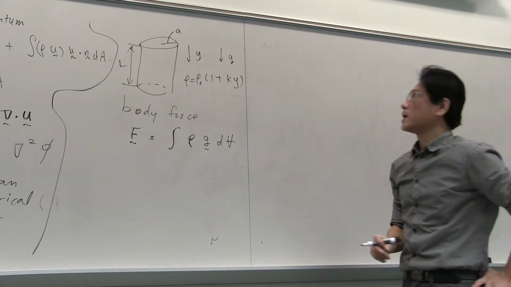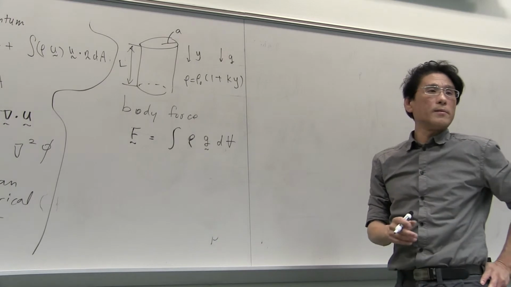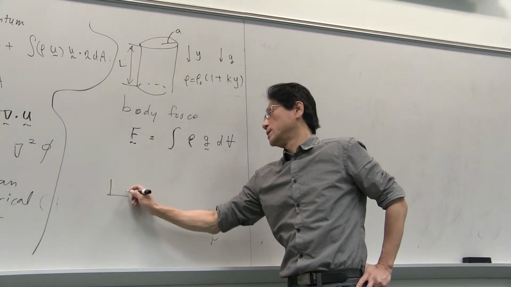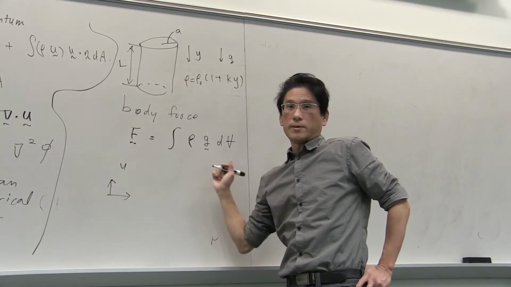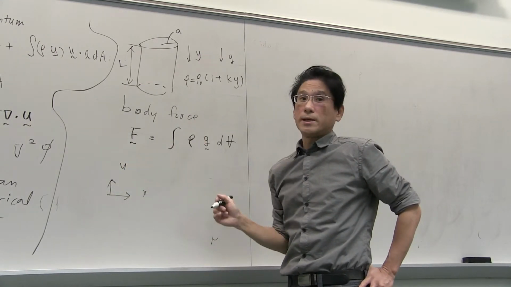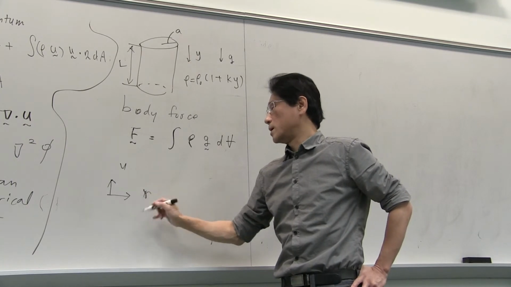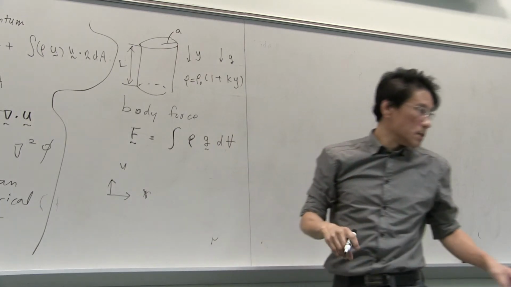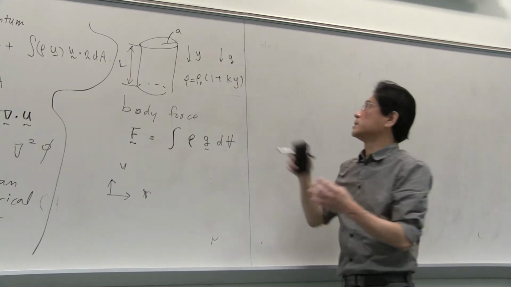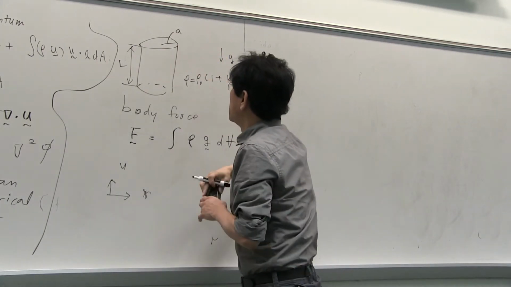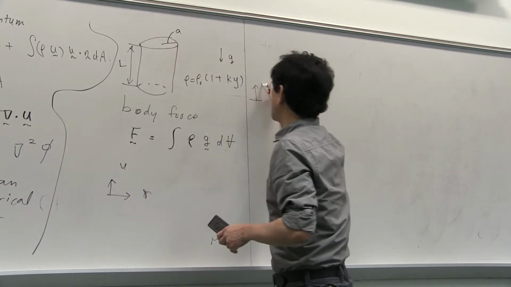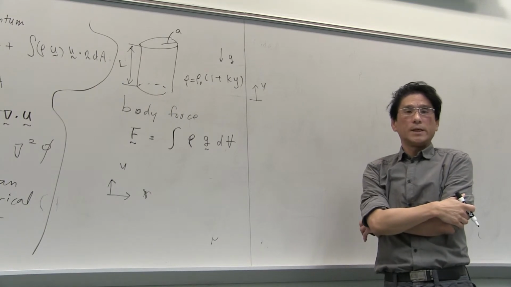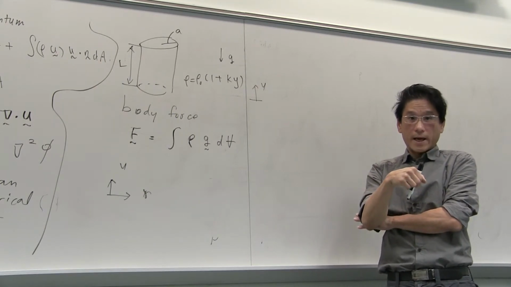You should always be aware of the reference frame. The reference frame I usually take is y above and x on the right side. In this case it's cylindrical coordinates, so I think it should be r and theta, but it should be y in this case. It should be above, something like this. Then your gravitational force is acting downwards, which means it's negative.